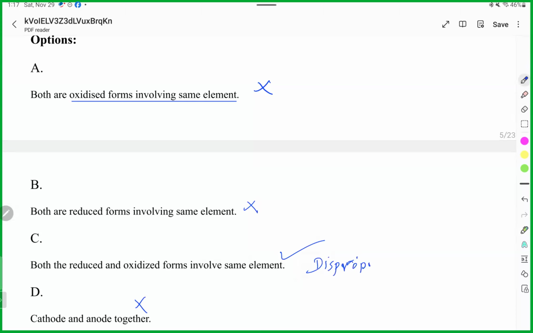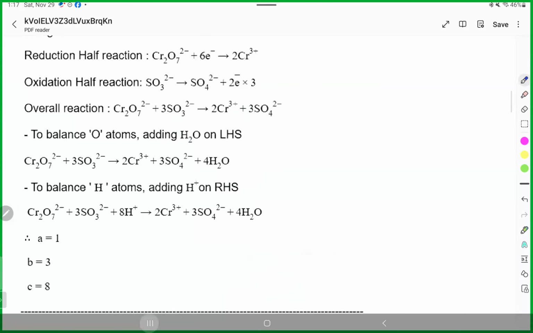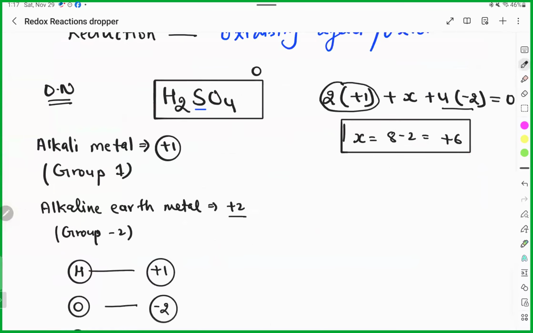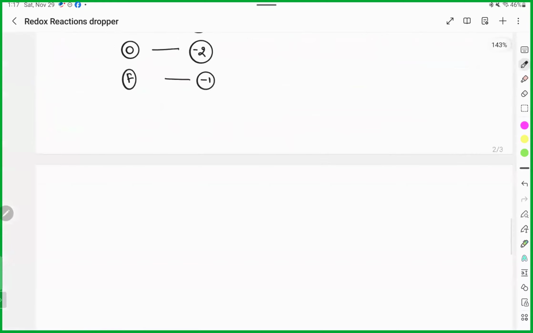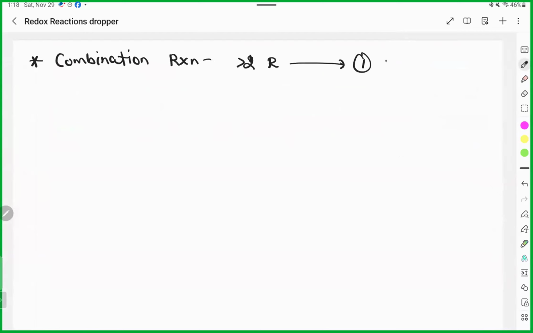Let's see what a disproportionation reaction is. We have different types of reaction, and usually there are 4 categories. First is combination reaction. A combination reaction tells us that two molecules combine and form one product. Two or more reactants will form one product.